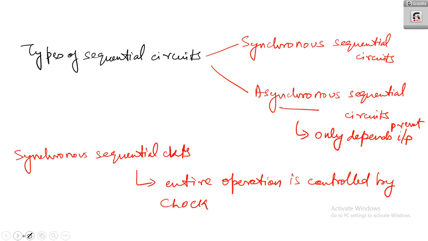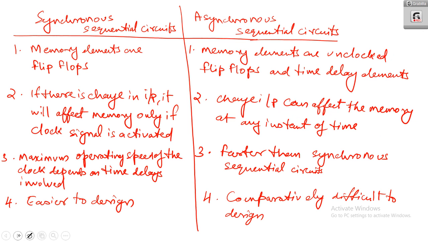Now coming to the difference, in synchronous sequential circuits, memory elements are flip-flops. What flip-flops are we will deal with shortly. Memory elements, flip-flops, can be of two types: one is clocked flip-flops and second one is unclocked flip-flops. Initially in the lectures we are going to start with unclocked flip-flops. This unclocked flip-flop has another name, that we'll be dealing with in the next lecture.